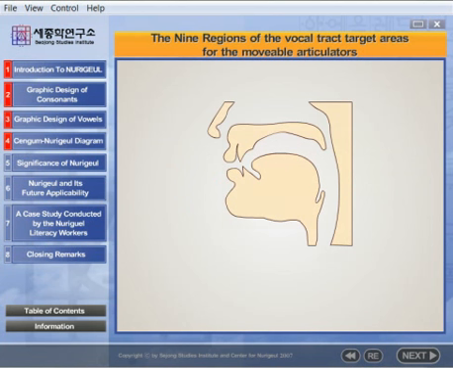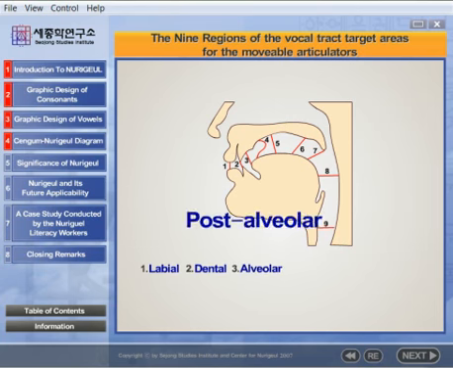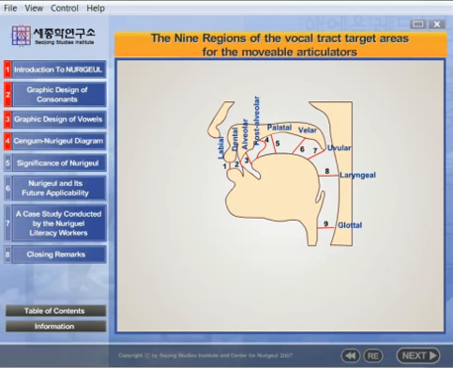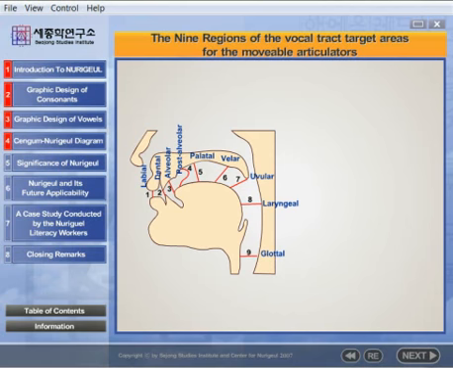The 9 places of articulation are, beginning from the front to the back of the vocal tract, as follows: labial, dental, alveolar, post-alveolar, palatal, velar, uvular, laryngeal, glottal.